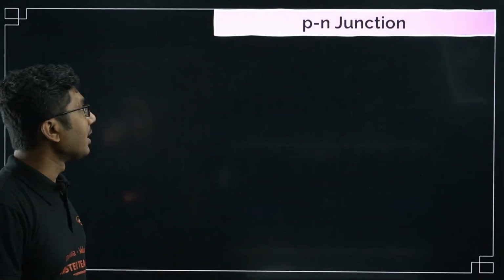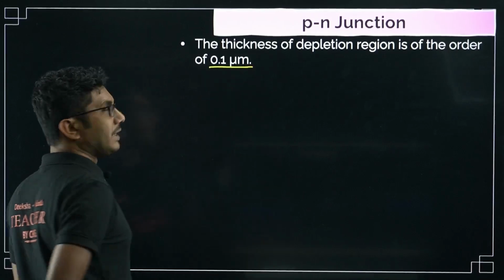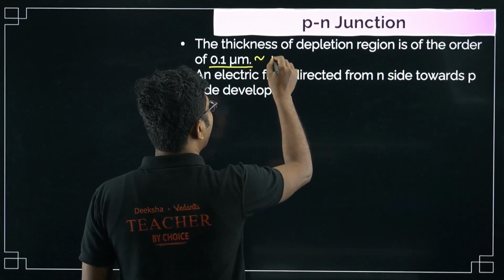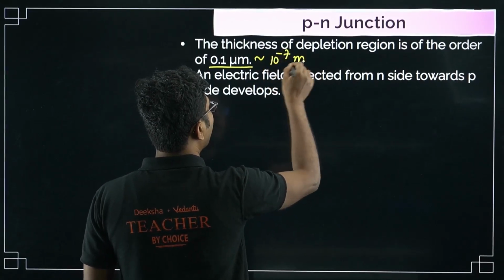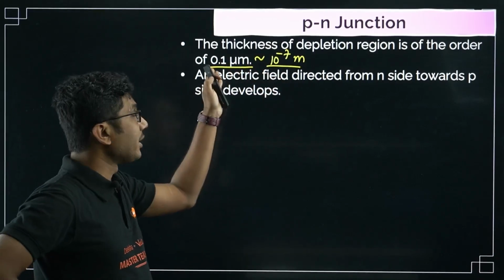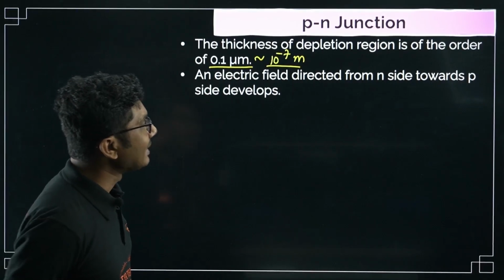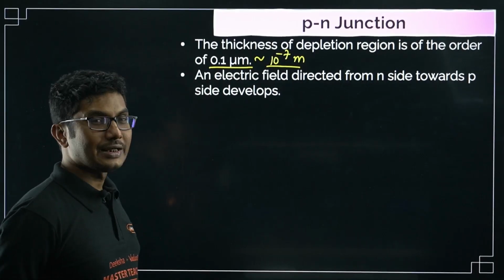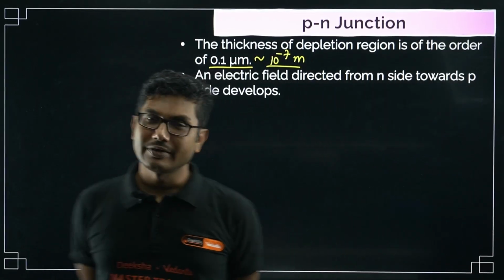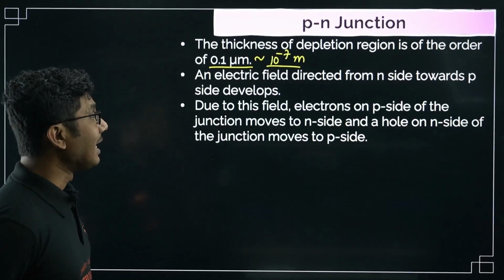Now the thickness of the depletion region is of the order of 0.1 micrometer. A micrometer is 10 to the power of minus 6 meter, and 0.1 of that is of the order of 10 to the power of minus 7 meter. An electric field directed from the N side towards the P side develops. Obviously the N side is positive and the P side is negative, and the electric field is always from positive to negative. So from the N side to the P side an electric field is developed.